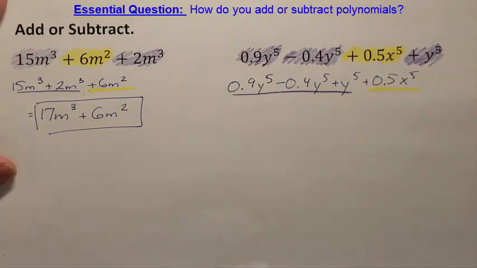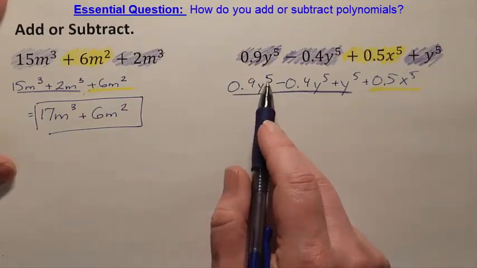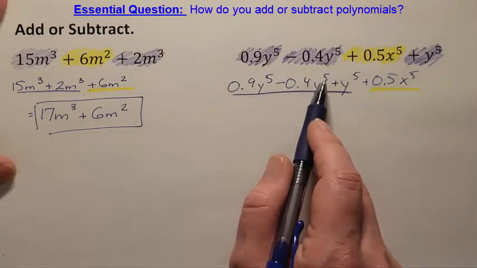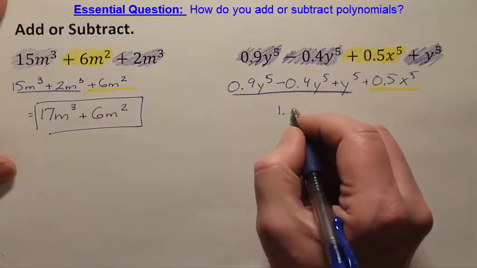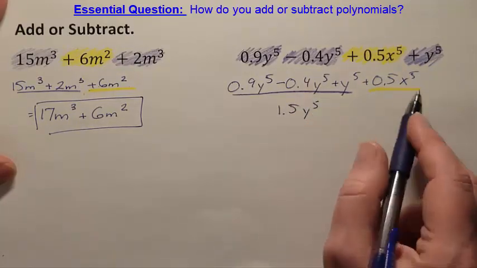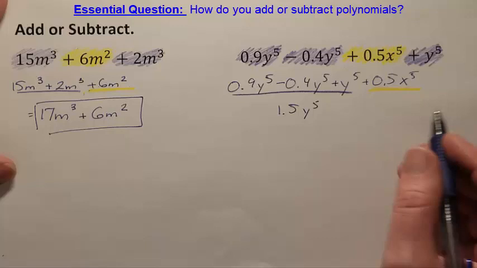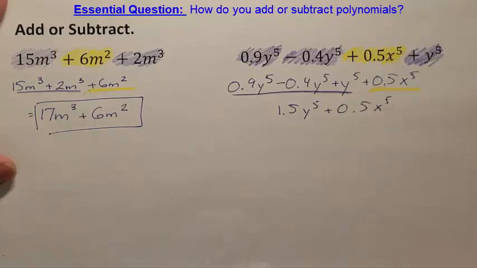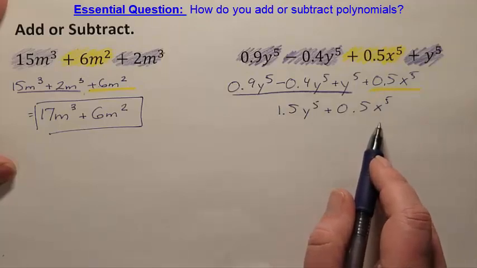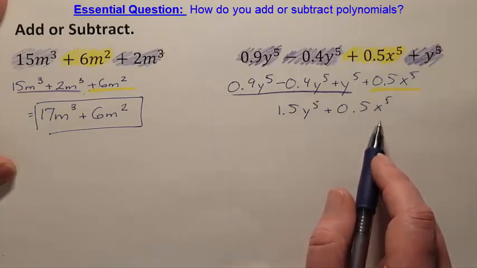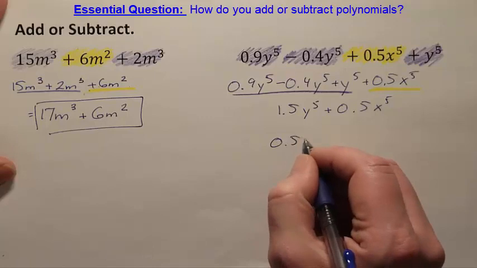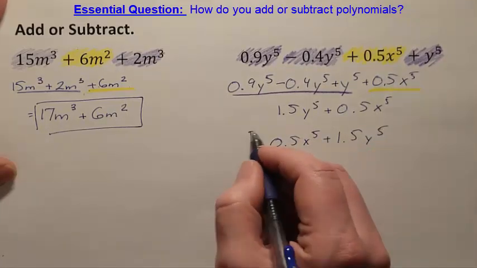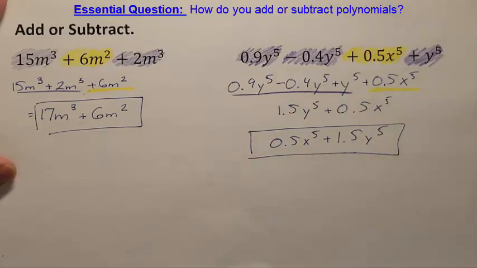So I wrote my y to the fifths all together, and then I wrote all my x to the fifths next to each other. So if I had 0.9 y to the fifths, and I took away 0.4 of those y to the fifths, I'm left with 0.5. Add that to one more, I have 1.5 y to the fifth. Now my x to the fifths, there was nobody else to combine them with, so I have plus a 0.5 x to the fifth. Now this is supposed to be in standard form. In standard form, it's supposed to be in alphabetical order. So this x to the fifth should have been written first, and then the y to the fifth should have been written second. So this is my answer, and I'm done.